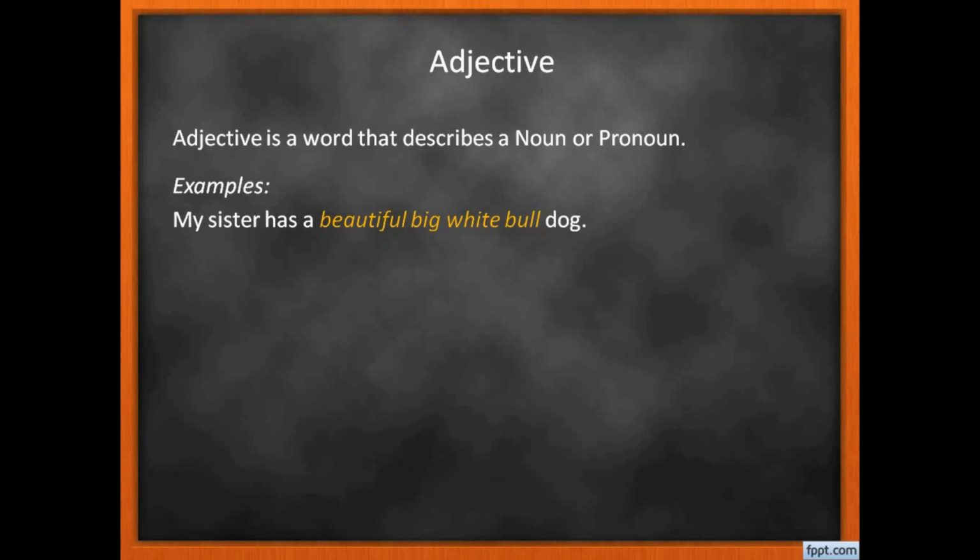And if you look at them closely, you will come to know that they give us answers to questions like what color, what quality, what size, and what type. Here the adjective beautiful answers the question, what is your opinion of the dog? You say it is beautiful. And what size is the dog? You say it's big. What color is the dog? It's white.